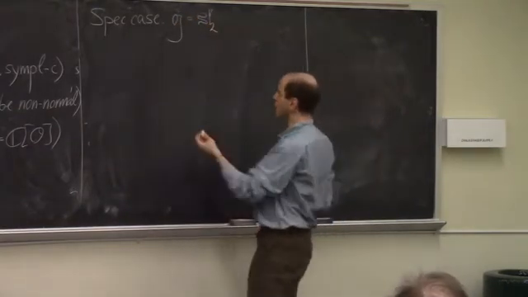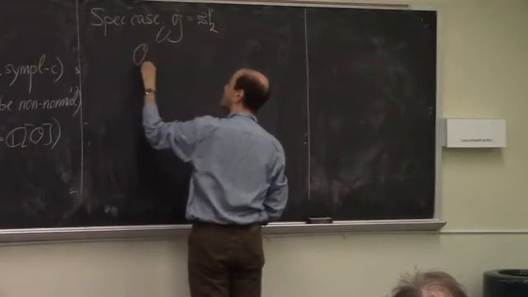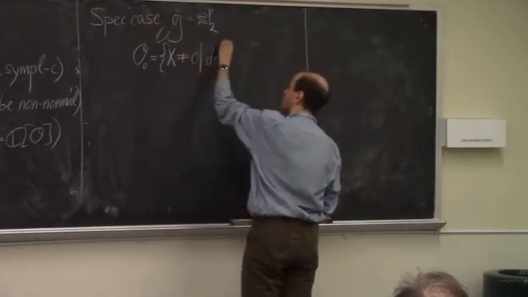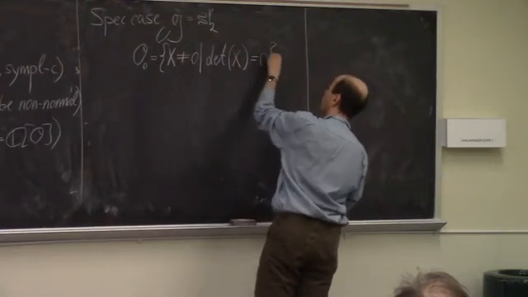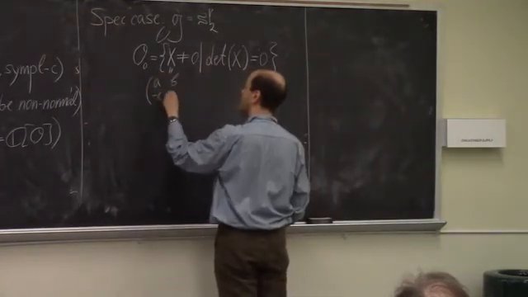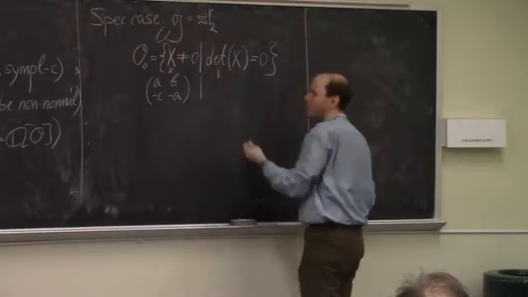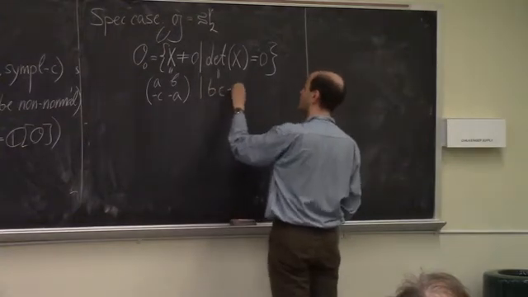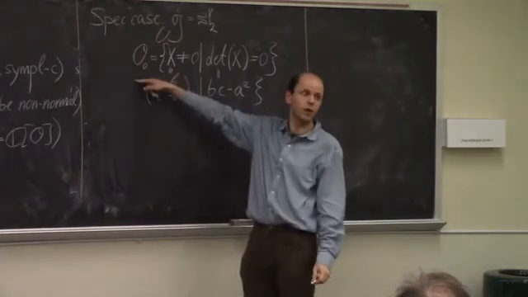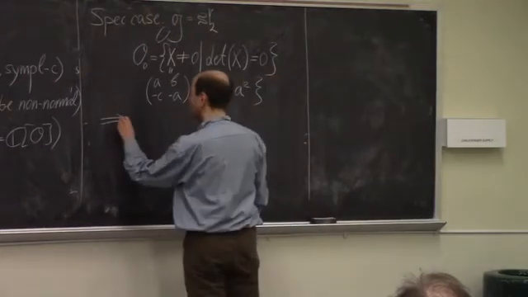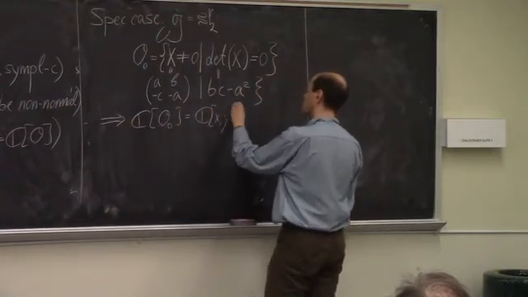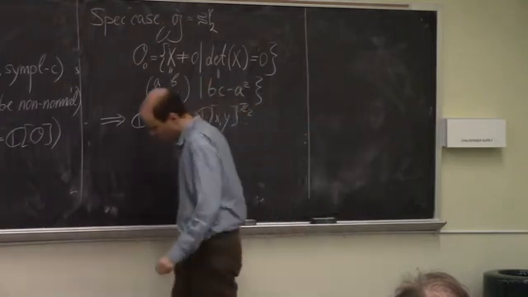And inside, I can take the orbit of all non-zero nilpotent matrices. So X different from 0 such that the determinant of X is equal to 0. And if the coordinates here are a, b, c, minus a, then the determinant is nothing else but bc minus a squared. And so the algebra of global functions on here will be just the algebra of functions on the quadratic form. So indeed I did get a generalization.